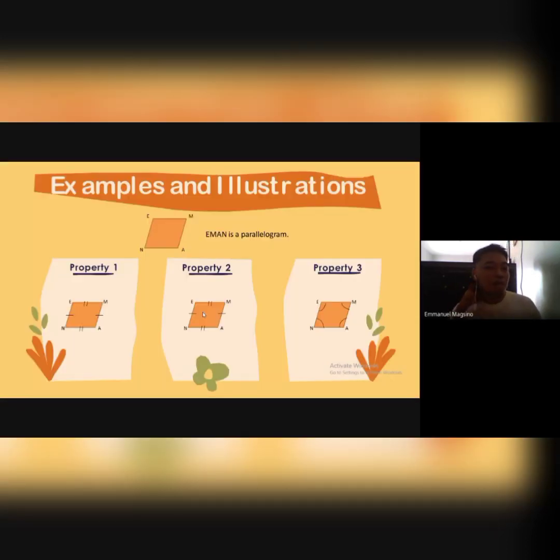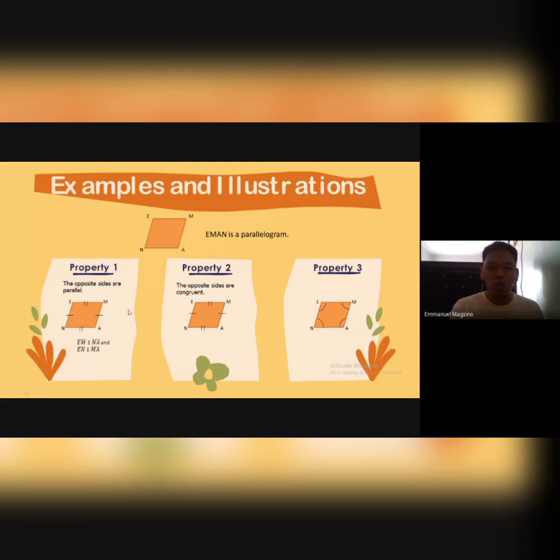But before that, we have given parallelogram EMAN. So, property 1. So, the opposite sides are parallel. So, ito yung given parallelogram natin. So yung line segment EM, ito is parallel, so, kapag nakita kayo ng ganitong symbol, ibig sabihin yan ay parallel, is parallel to line segment NA. And line segment EN is parallel to line segment MA. So yan po ating property number 1.